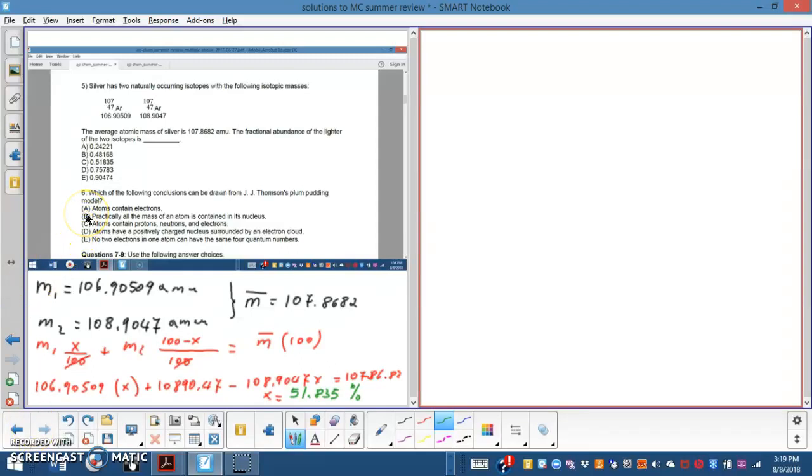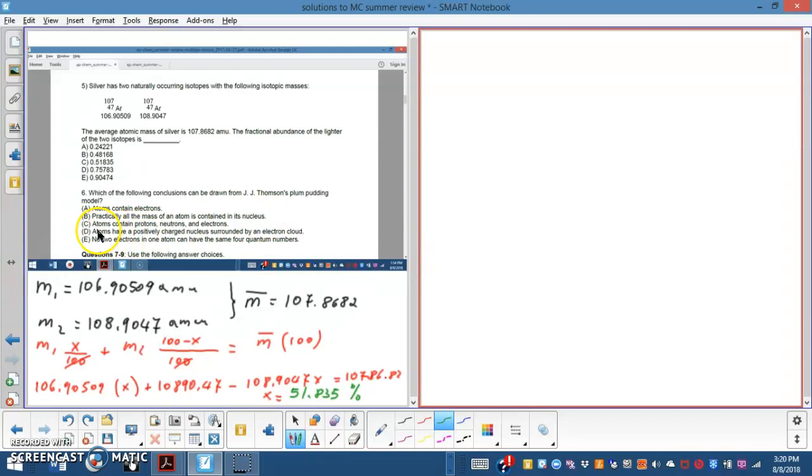For problem number 6 instead, which of the following conclusions can be drawn from J.J. Thomson's plum pudding model? A, atoms contain electrons. Yes, we know that. Actually, Thomson is the one that came up with the cathode ray experiment. B, practically all the mass in an atom is contained in its nucleus. Well, Thomson doesn't talk at all about the nucleus.